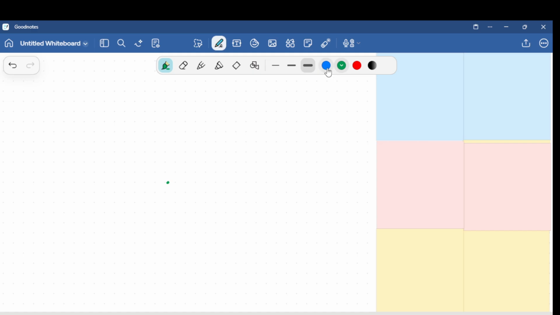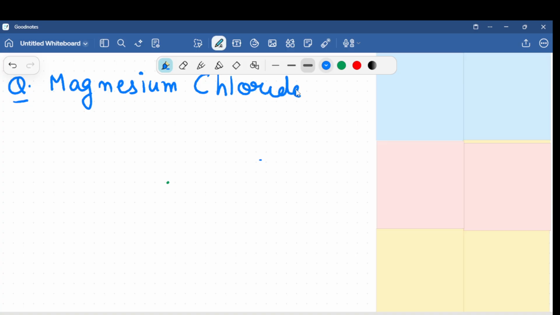So today we are going to see some questions, right? Let's see if we have a question that we have to devise the chemical formula of magnesium chloride. So this is your question, that you have to devise the formula for magnesium chloride. So let's see how we do that.